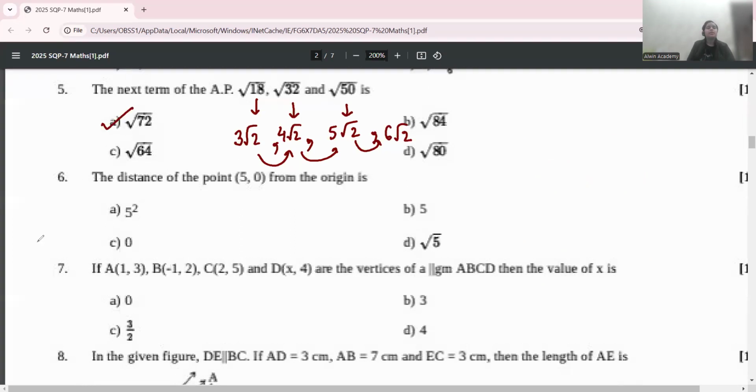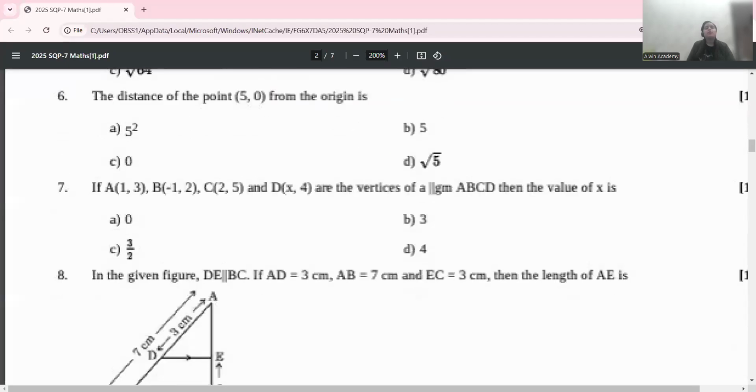Going to the next question, the distance of the point 5 comma 0 from the origin is. Now origin is the point 0 comma 0. We can put in distance formula here, x1 minus x2 whole square plus y1 minus y2 whole square whole under root, we'll get the answer. But if we imagine this on the coordinate axis, the question becomes much simpler, because the origin is this particular point and 5 comma 0 is somewhere here. If I want to find the distance between them, we do not even need distance formula. It is straight away 5 units, option number B.